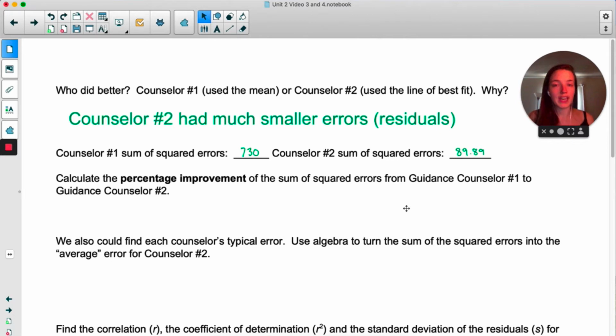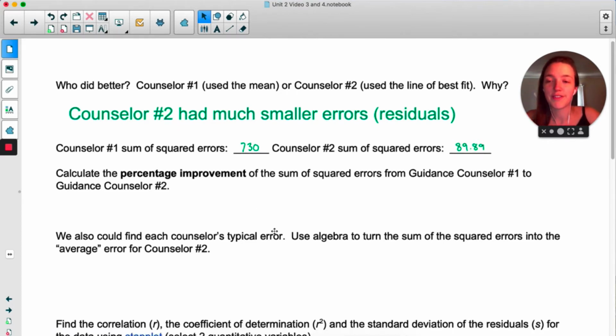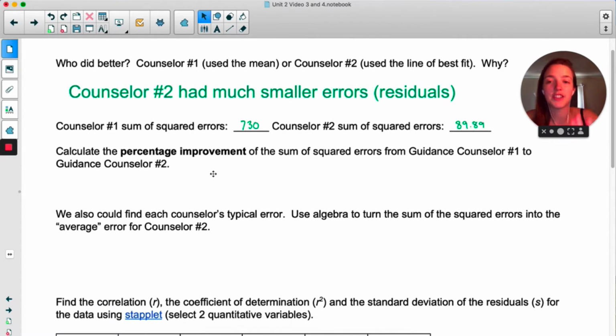Now it's true, we can look through the table and say, oh, these residuals seem smaller than these residuals, but isn't it nice to just have a single number? Counselor 2 had 89.89 for his sum of squared errors. Counselor 1 had 730, much larger. Now we're going to do two things with these numbers. The first is to calculate the percentage improvement of the sum of squared errors from Counselor 1 to Counselor 2.